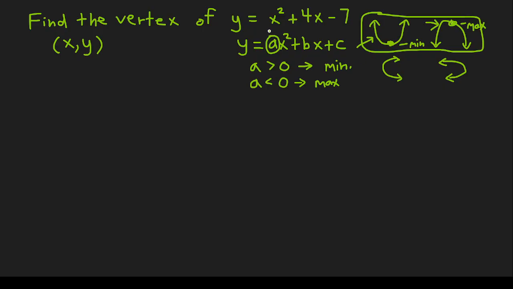Since our value of a is 1, or x squared is like 1x squared, we have this first case here where we know it's going to be a minimum value. So we know that our parabola is going to look something like this. In order to find the vertex, or this point x and y, the first thing we need to do is use the equation to find our value of x. So x is negative b over 2a.